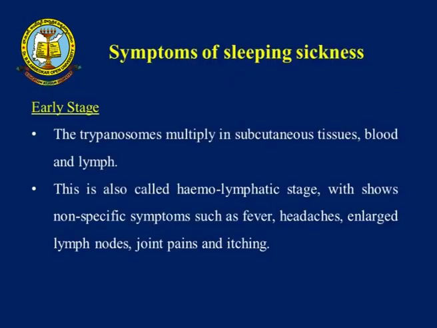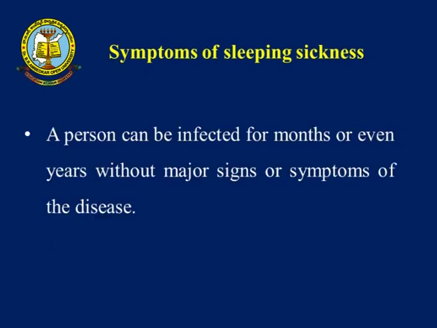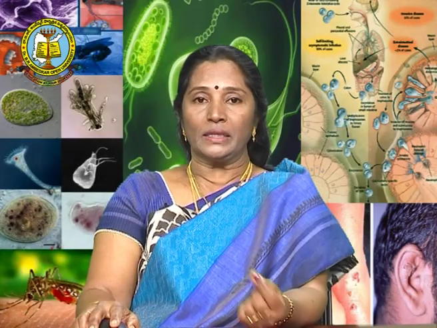Now, what are the symptoms? In the early stages, they multiply in subcutaneous tissue, blood and lymph. This is also called the hemolymphatic stage because they infect the blood, and it shows non-specific symptoms such as fever, headaches, enlarged lymph nodes, joint pains and itching. A person can be infected for months or even years without major signs or symptoms of the disease. So, this was the early stage of sleeping sickness.